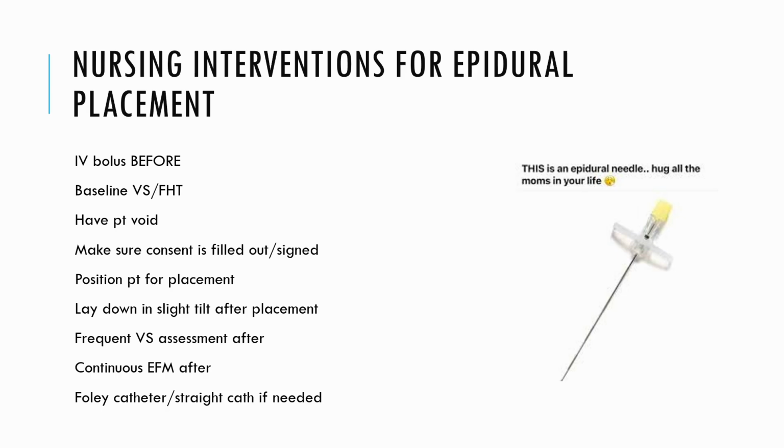Make sure that the consent is filled out and signed by the patient and the anesthesiologist. Then you're going to position the patient for placement. This is usually a seated position where she's hunched over and pushing her back out, think of like a cat curling a little bit. It could also be if she's laying, side laying is another option.